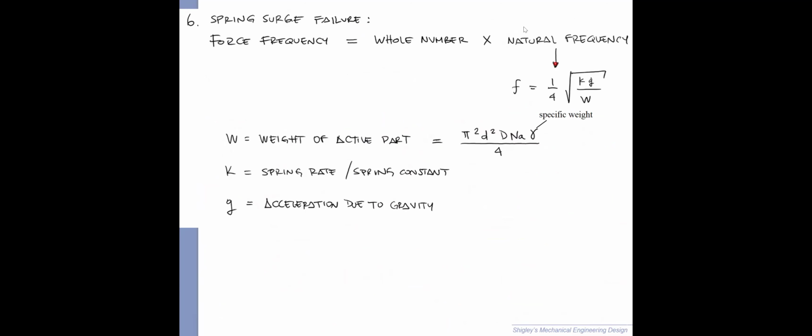Okay, so there are other effects like the surge failure, which is related to the force frequency, which equals a whole number times the natural frequency of the spring. And W is the weight of the active parts, K is the spring constant, and G is the acceleration, just the gravity.